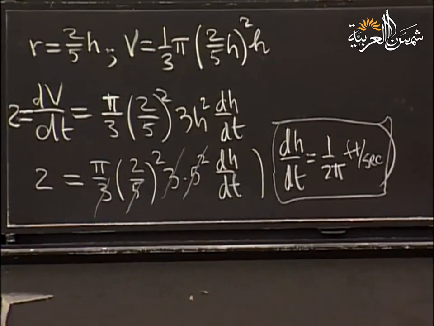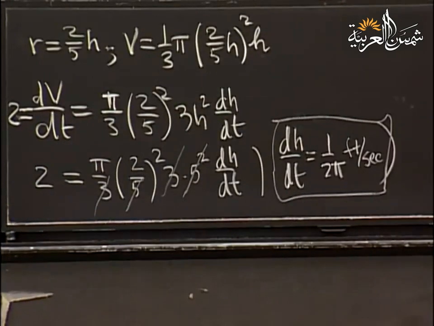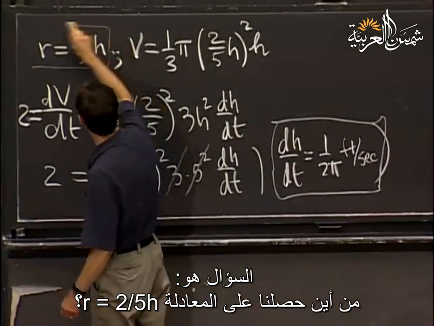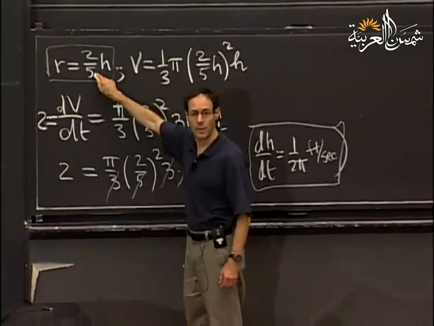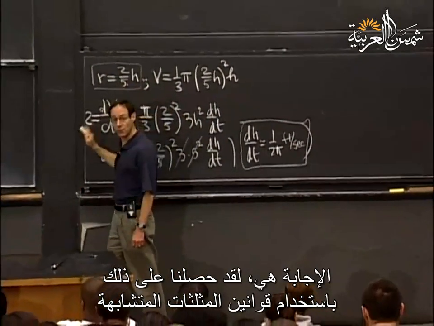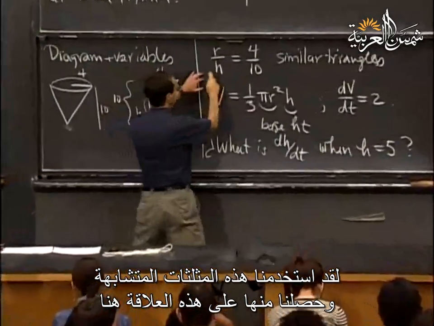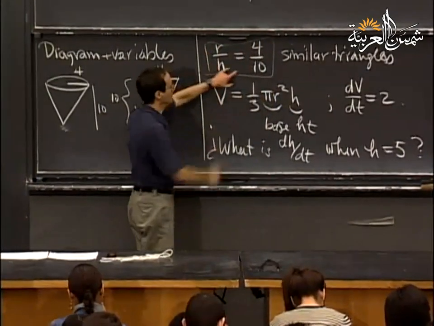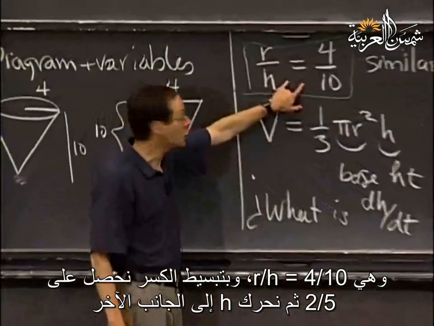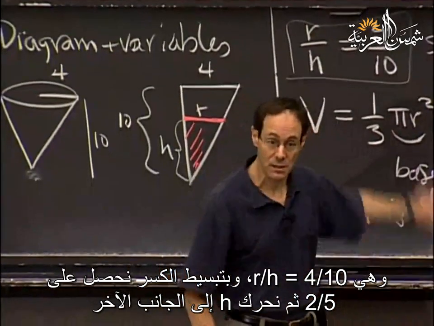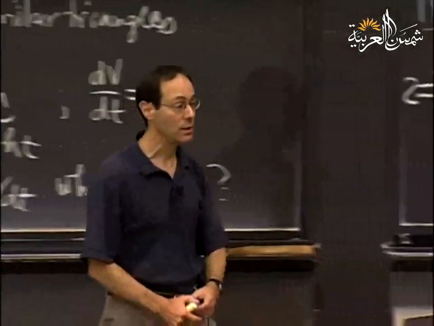Question, way back there. r equals 2/5 h from? Where did I get r equals 2/5 h from? The answer was, it came from similar triangles, which is over here. I did this similar triangle thing, and I got this relationship here. R divided by h is equal to 4/10, but then I canceled, got 2/5, and brought the h over.